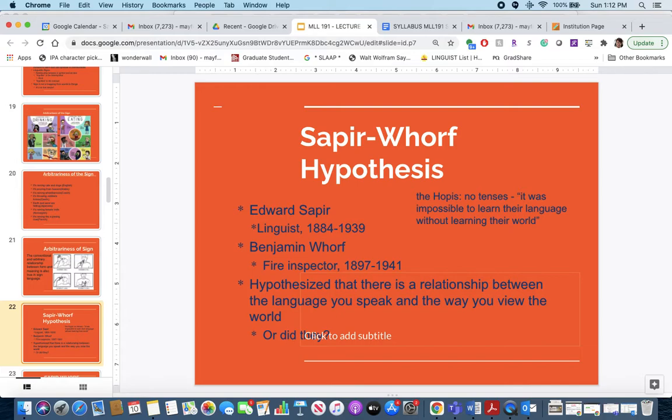Language does not determine thought. But we would say some of the early recognitions of their ideas really focus on the idea that when studying a language, you should study the culture as well. That's something that I think we take for granted, but Sapir and Whorf were kind of the first pioneers in this regard. They hypothesized that there was a relationship between the language you speak and the way that you view the world, or did they? Because a lot of people think it's contested.